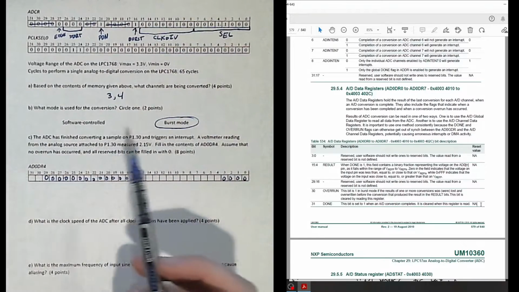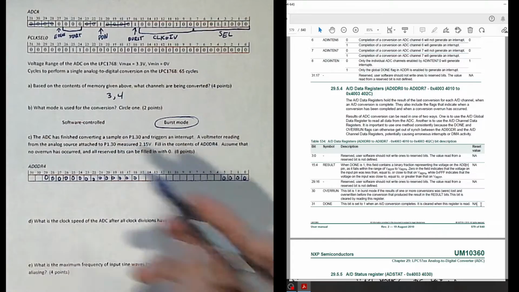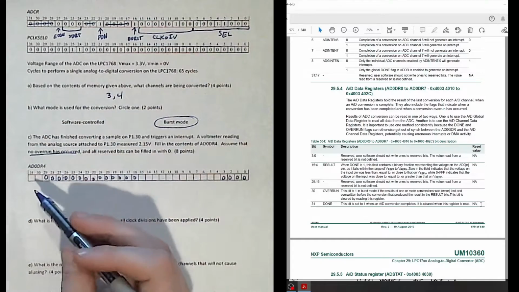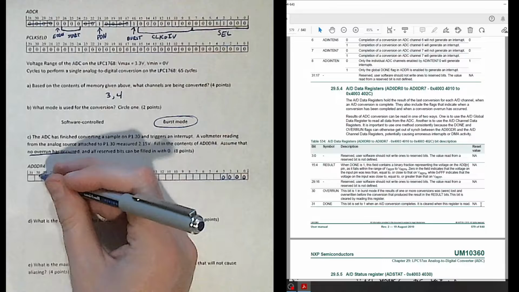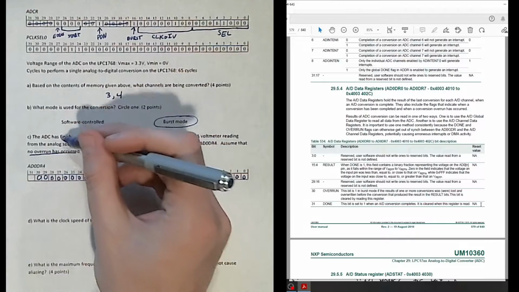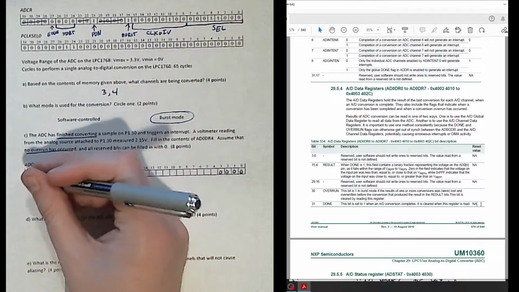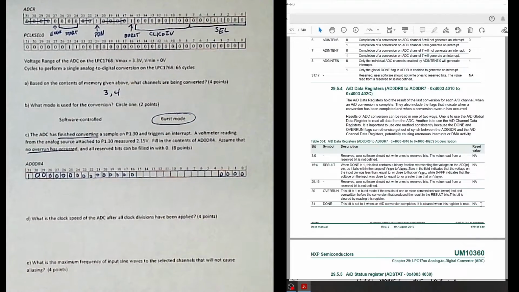It has finished converting a sample, and we're assuming that no overrun has occurred. That helps us with the overrun bit, so that's a 0. If no overrun has occurred, it's going to be a 0. And finished converting means that it is done, so the done bit is going to be a 1. The last part we have to do is the result. The result is the hard part here.